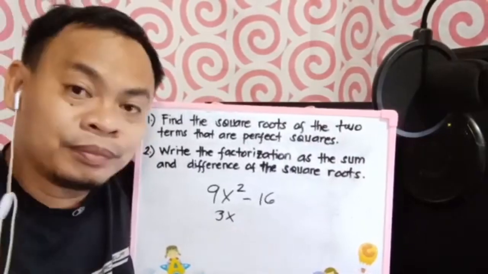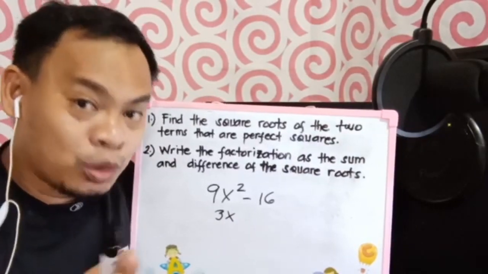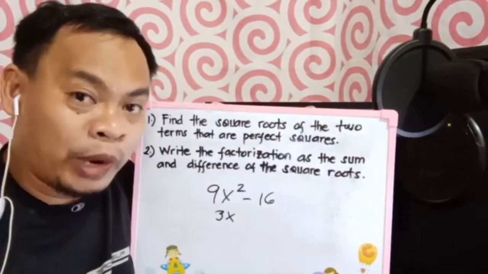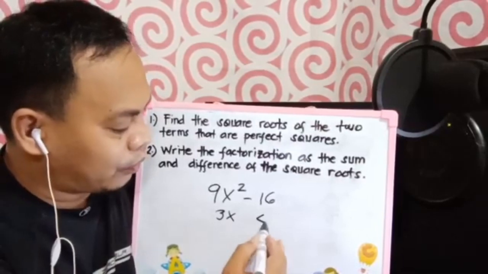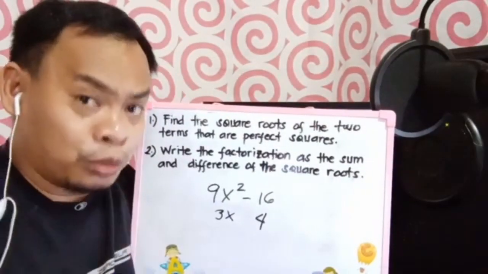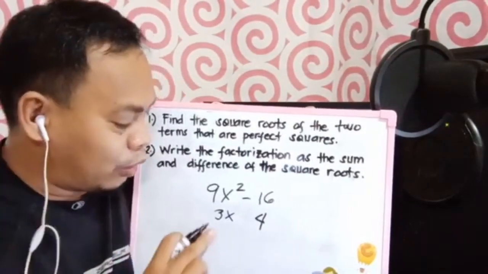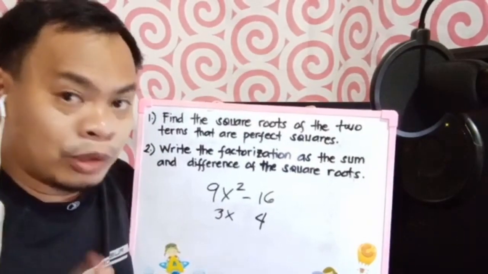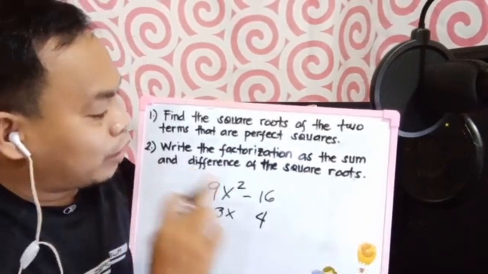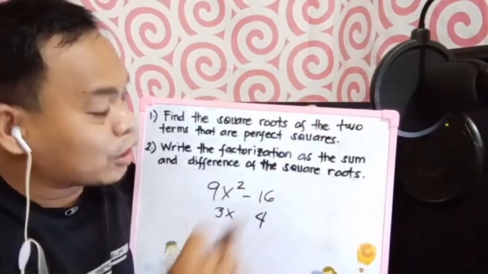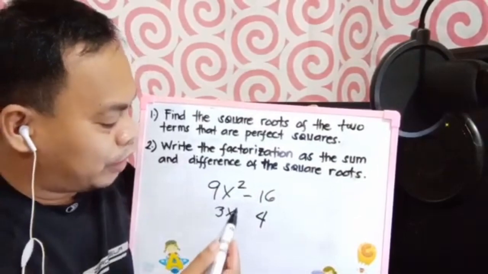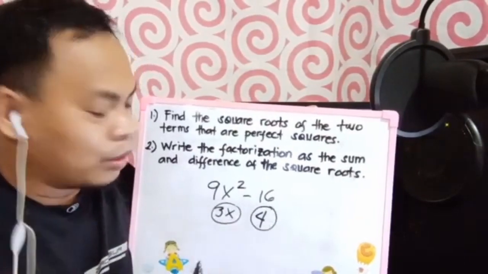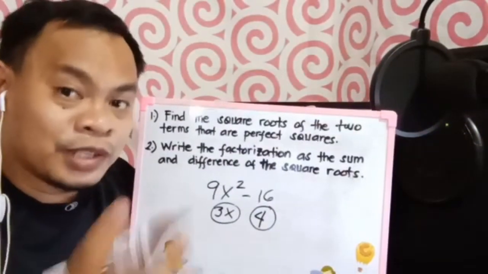And for our second term, which is 16, the square root of 16 is 4, because it is a product of 4 squared, or 4 times 4. So we can now proceed to step number 2, kasi nakuha na po natin yung square root ng first term at saka square root ng second term. So step number 2 says to write the factorization as the sum and difference of the square roots. So the square root of the first term is 3x, and the square root of our second term is 4. So write the factorization of sum and difference.